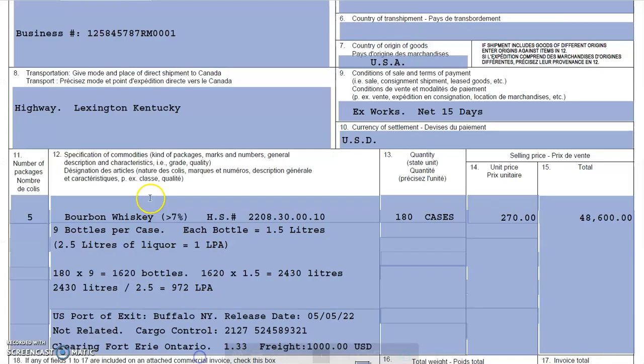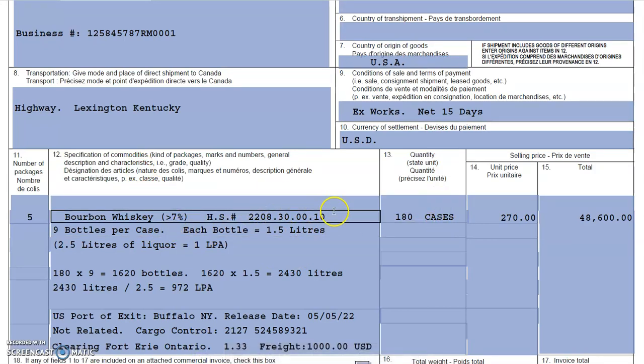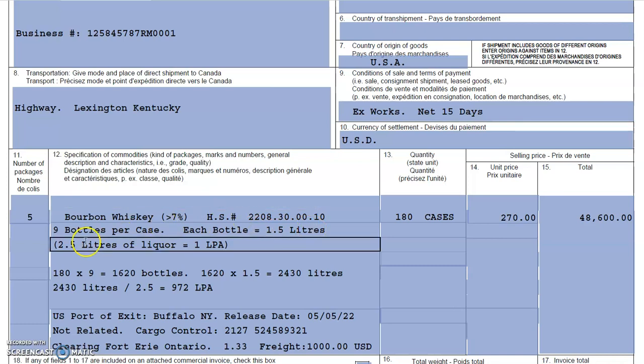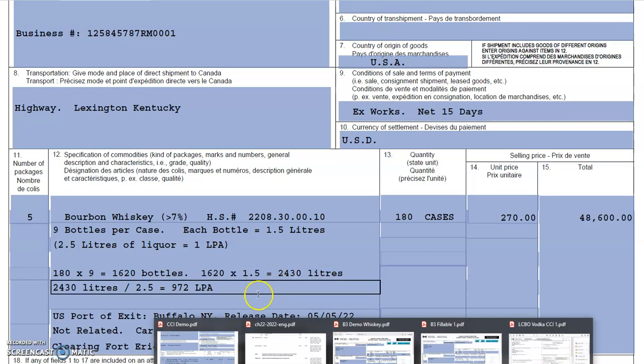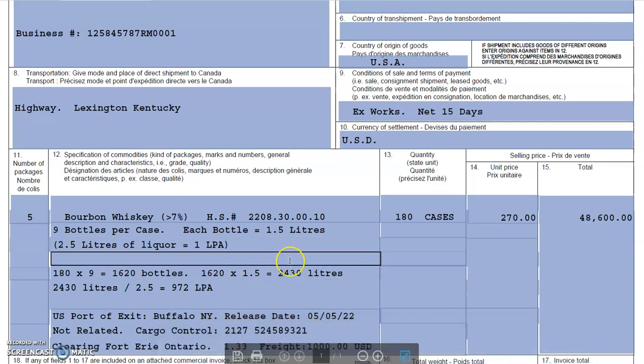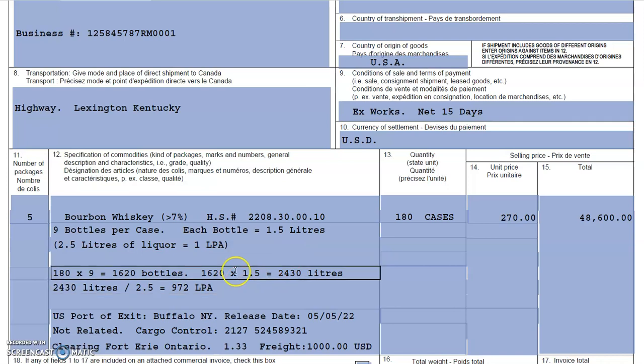All right. So you've got 180 cases. You've got the HS number. There are 9 bottles in each case. Each bottle is 1.5 liters. And I'm also telling you that 2.5 liters of liquor equals 1 liquid pure alcohol, LPA. Now, let's figure out how many LPAs we have.